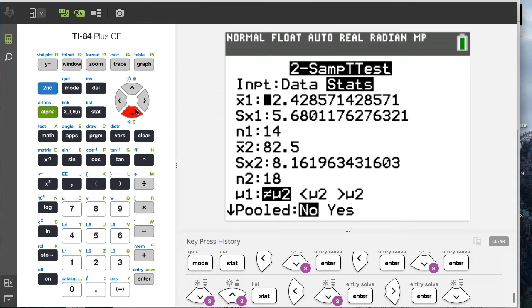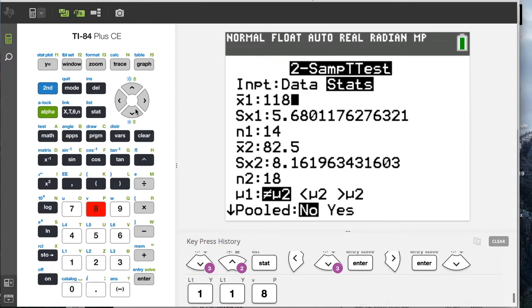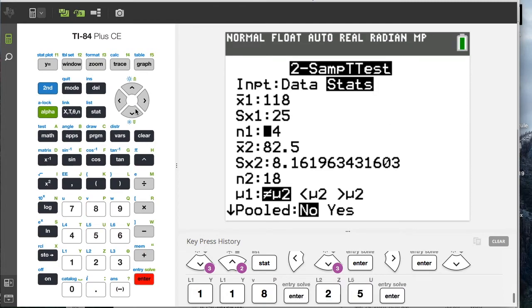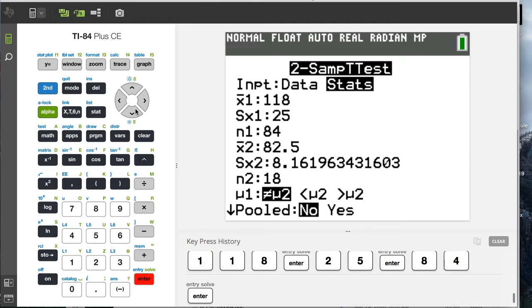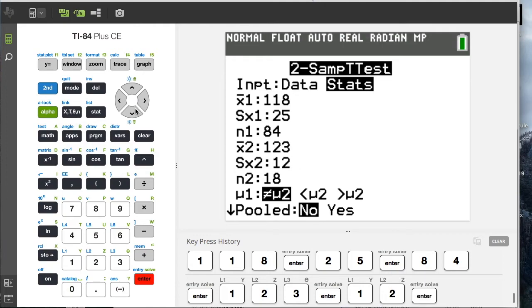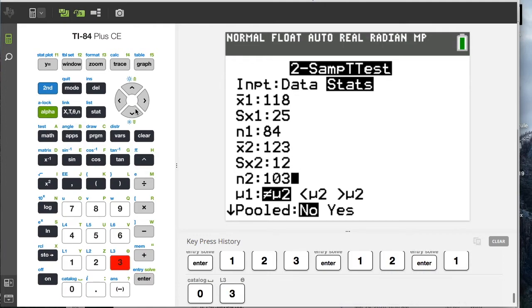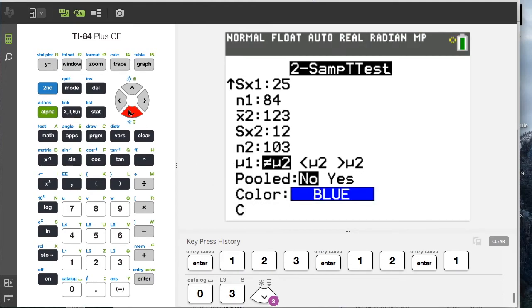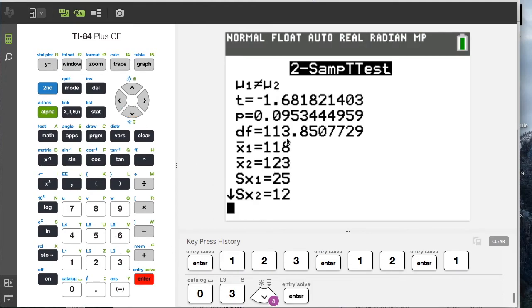So my first set was Lancaster County. This had an average of 118, a standard deviation of 25, and a sample size of 84. For the second one, for the average, we have 123 for Delaware County. Standard deviation was 12, and the sample size was 103. Again, we were not equal to, so that stays highlighted. Pooled is still going to be no. Go down to calculate. 0.095 is our p-value. Okay, we don't need to worry about anything else.